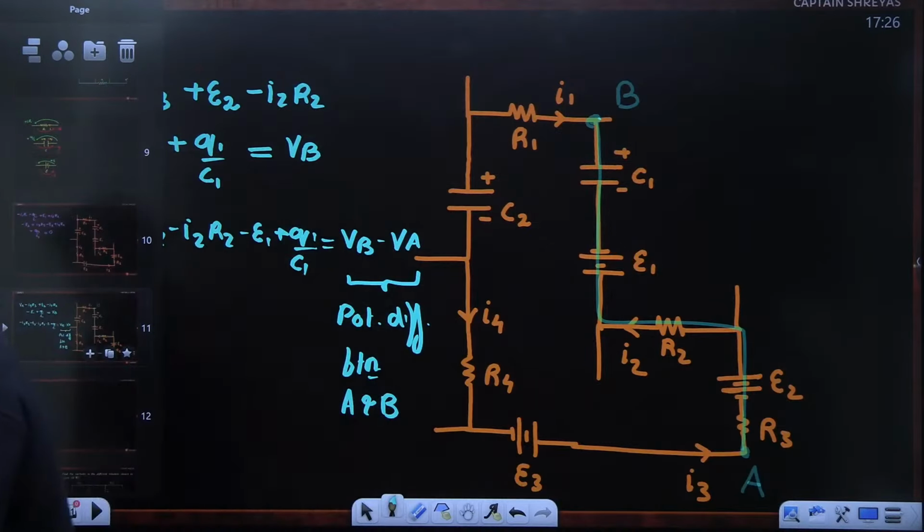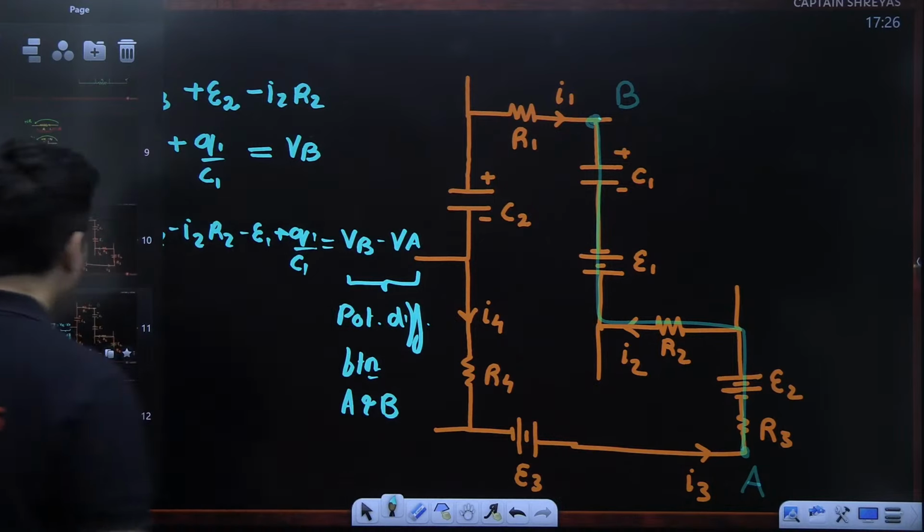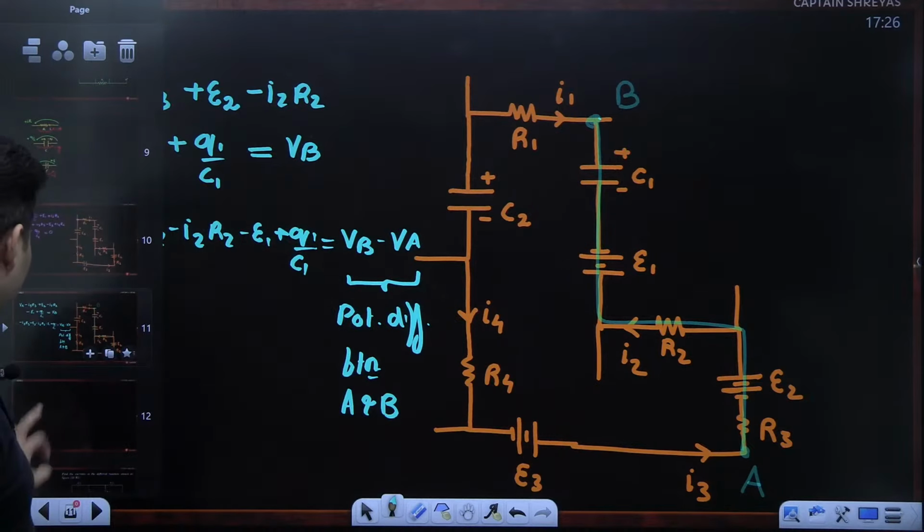Is this clear, everyone? Understood? Shall we go ahead? Let me know quickly in the chat box.